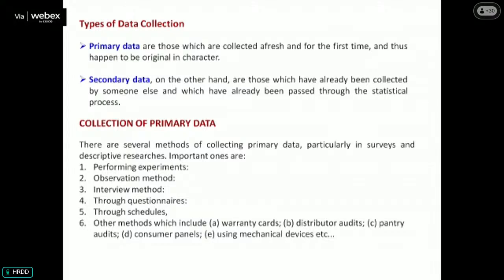Collection of primary data. How do you collect primary data? There are several methods of collecting primary data. Okay, first is performing experiments, which most of you will do. Otherwise, instead of experiments, you do some theoretical research or computational research, depending upon the projects you have. So performing experiments is the first point.